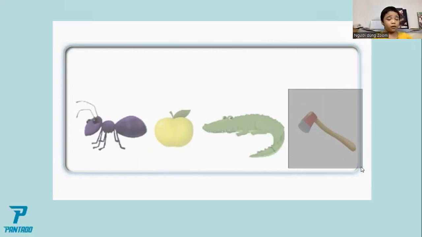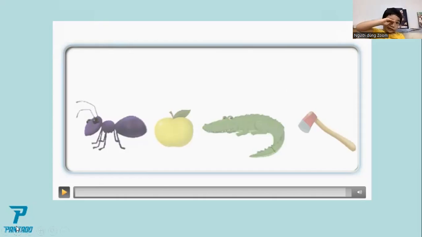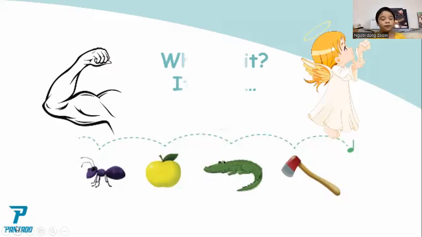What about this one? It is an... Pug? Yes, that is correct. You say, it is an axe. It is an axe. Very good. Okay, so now let's proceed with the next slide.